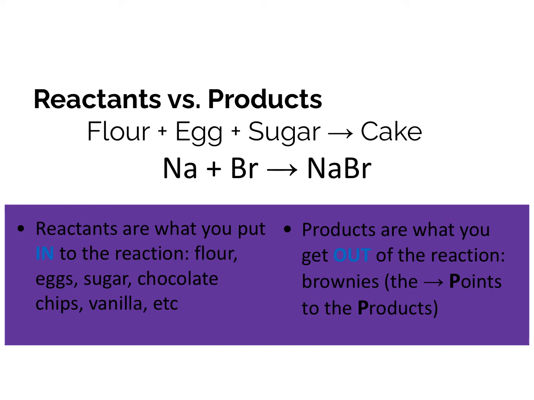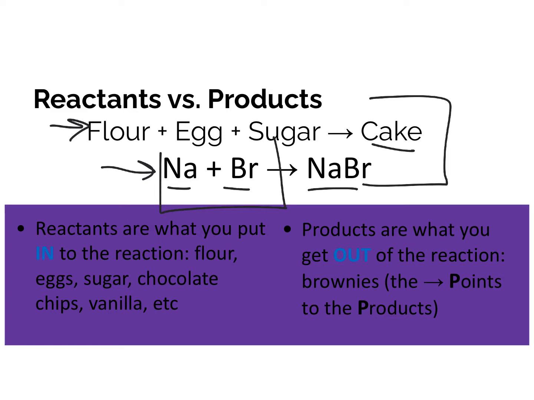So first off, fundamentally, it's important to understand the difference between reactants and products. So these here are chemical equations. This one is not very formal, but just to show you an example, reactants are what you put into the reaction, like flour, eggs, sugar, or in this case, a chemical equation, we have sodium and bromine. And then we have products, which are what get out of the reaction, like cake, or in this case, sodium bromide. The reactants are always on the left side, products are always on the right.